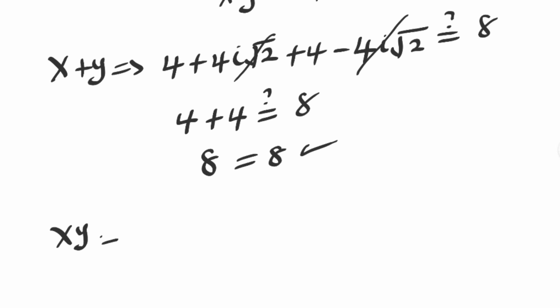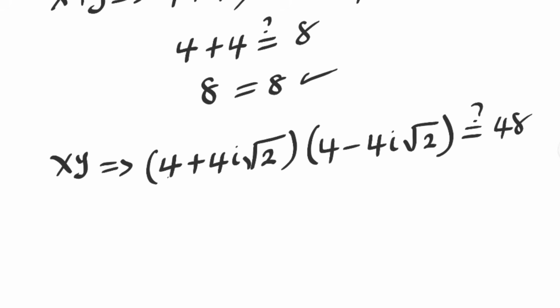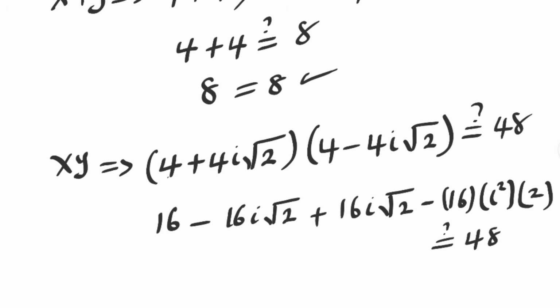Then xy, this is 4 plus 4i root 2 multiplied by 4 minus 4i root 2, must be equal to 48. 4 times 4, this is 16, minus 4 multiplied by 4i root 2, that is 16i root 2. 4i root 2 multiplied by 4, that is plus 16i root 2. 4i root 2 multiplied by minus 4i root 2, that is minus 16 multiplied by i squared multiplied by 2, must be equal to 48, because root 2 multiplied by root 2, that is 2.